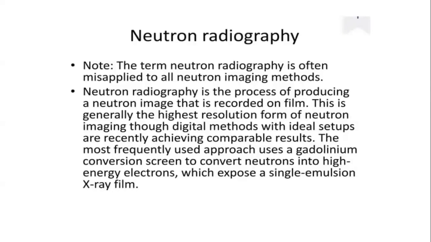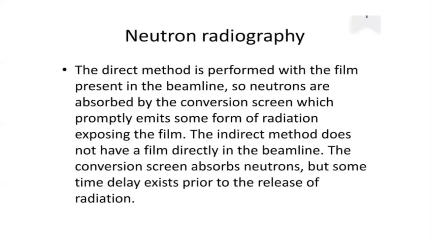The most frequently used approach uses a gadolinium conversion screen to convert neutrons into high energy electrons, which expose a single immersion X-ray film. The direct method is performed with a film present in the beamline, so neutrons are absorbed by the conversion screen, which promptly emits some form of radiation exposing the film. The indirect method does not have a film directly in the beamline. The conversion screen absorbs neutrons, but some delay exists prior to the release of radiation.